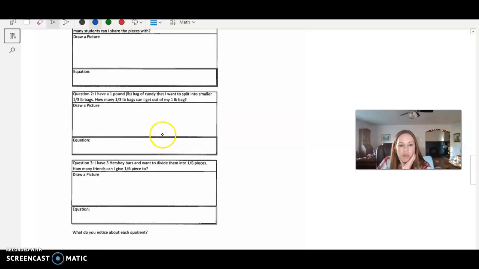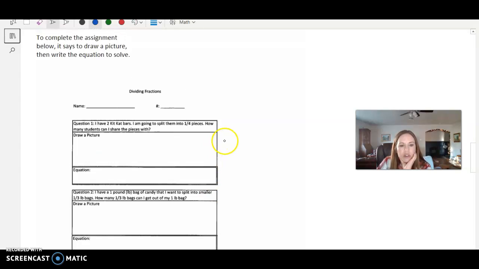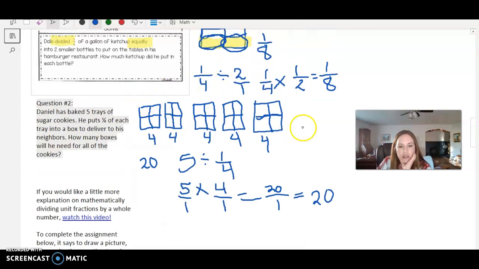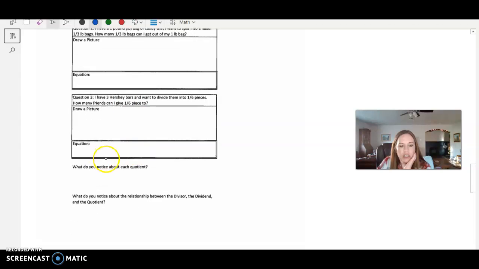So if you take a look at your assignment, I'm such a nice teacher. You only have 3 word problems to do, but here it has a space for you to draw a picture and then write the equation and solve it. Okay, so just like I have done, you can draw a picture and then write an equation to solve.